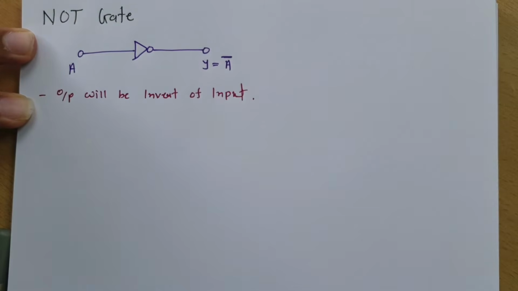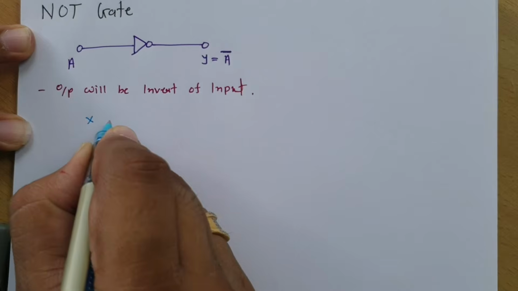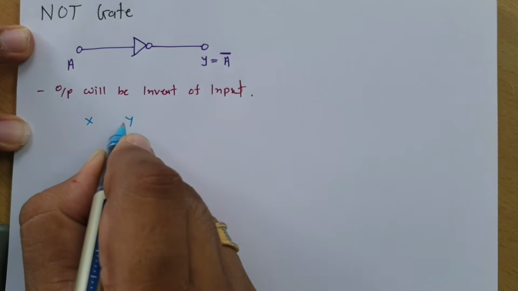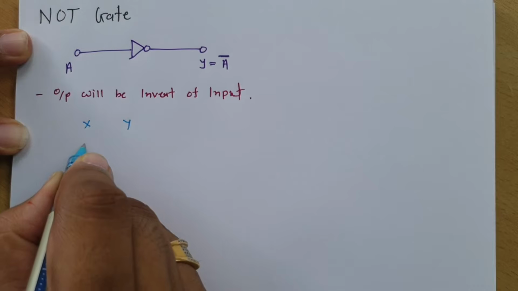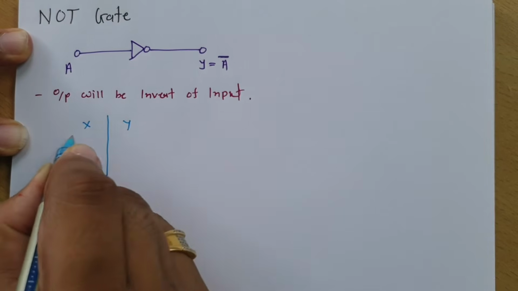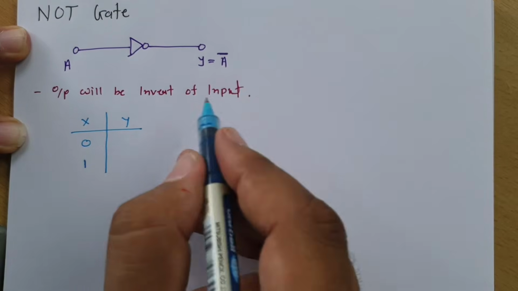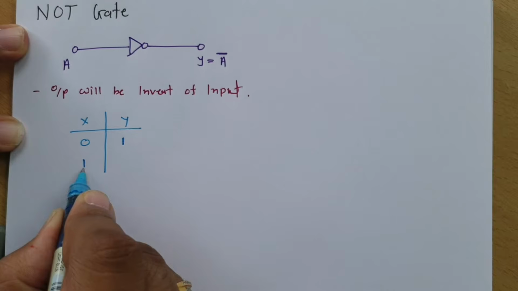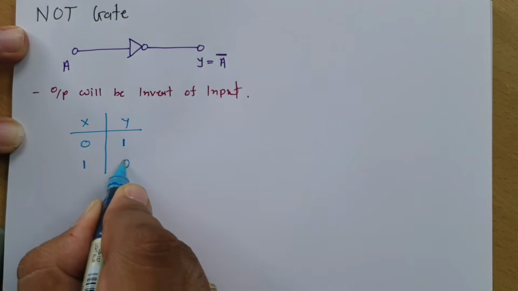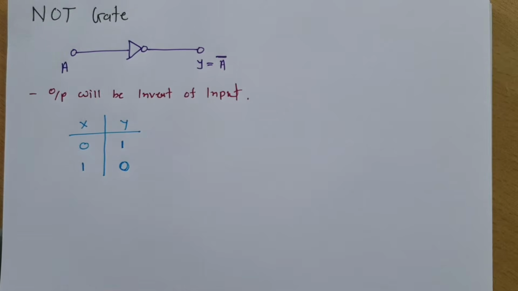Let us quickly see the truth table of the NOT gate. If you have input X and output Y, there are two possibilities for the input: it can be 0 or 1. As per its working, if input is 0, output is 1, and if input is 1, output is 0. This is how the truth table looks for a NOT gate.